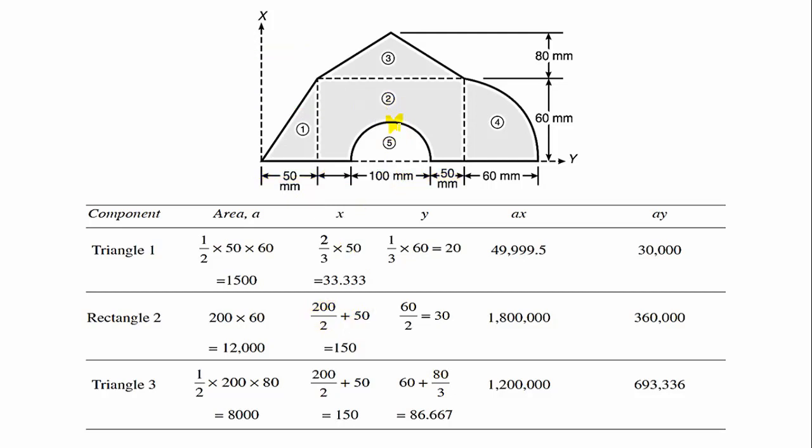Similarly along y we will try to calculate. This height is 60. So half means this distance, 60 divided by 2. Therefore this will be 30 mm.